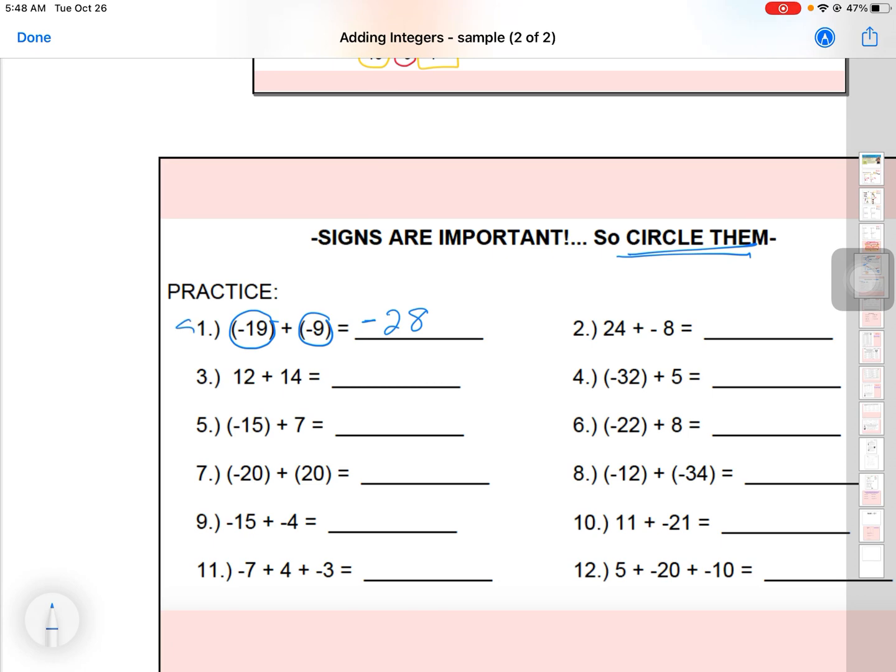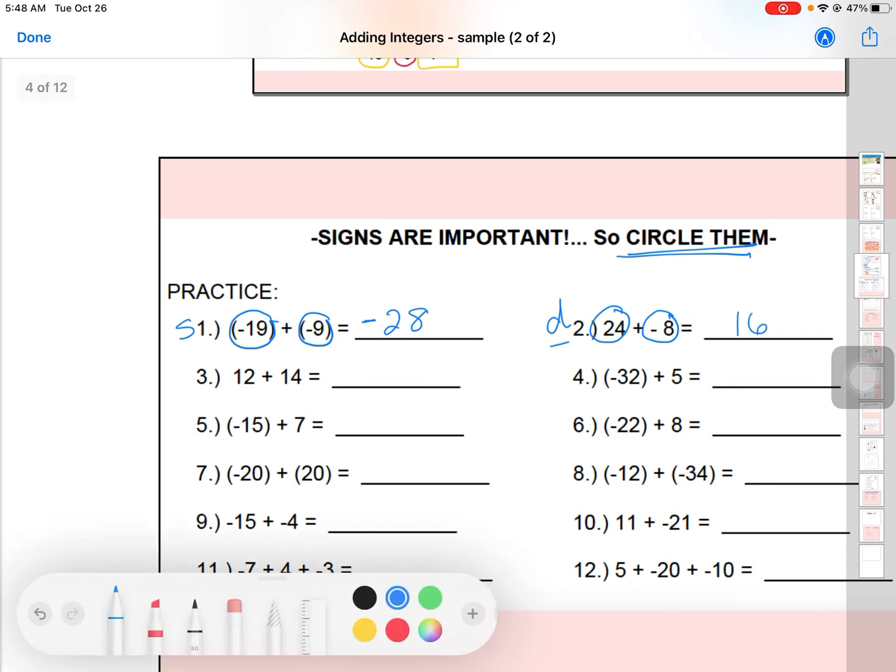Okay? Here the signs were the same. Now here I've got a 24 and a -8. The sign in front of the number names it, and if there is no sign in front of the number like here, we assume it's positive. Now here the signs are different, so I'm going to subtract. 24 minus 8 is 16. Now I have to think about my signs.